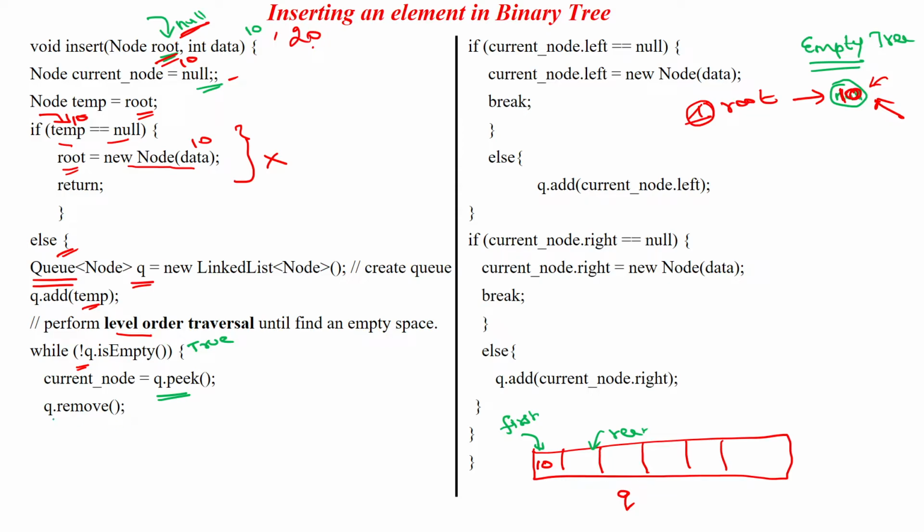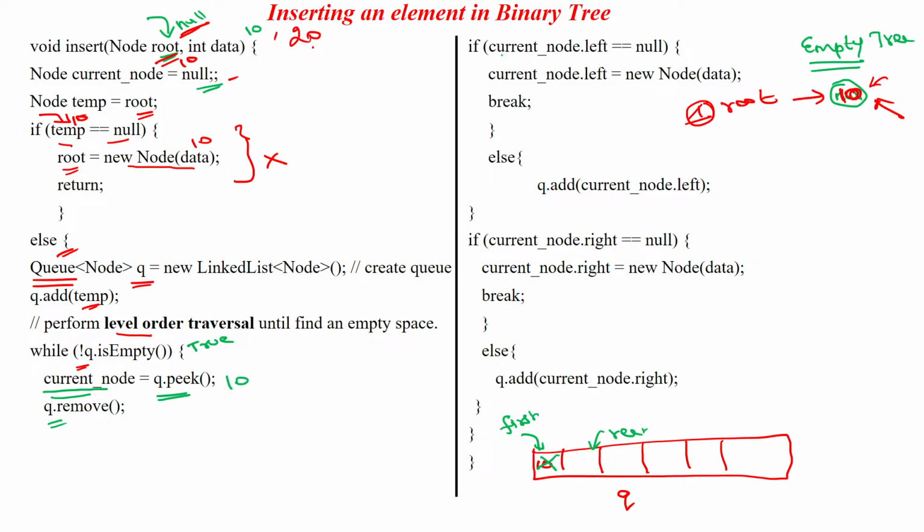So now we are removing the data from the queue. The 10 is removed from the queue and assigned to current_node. Current_node is having 10.